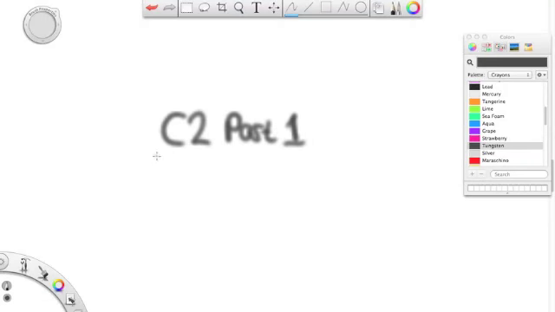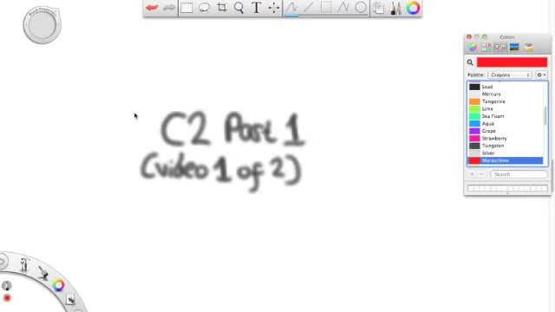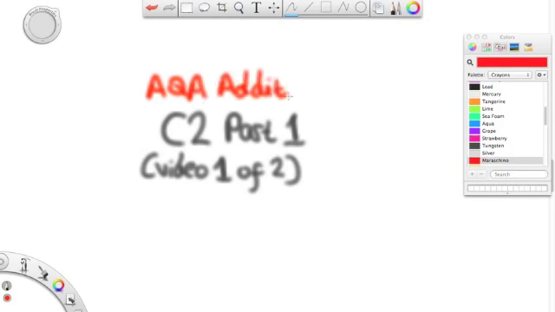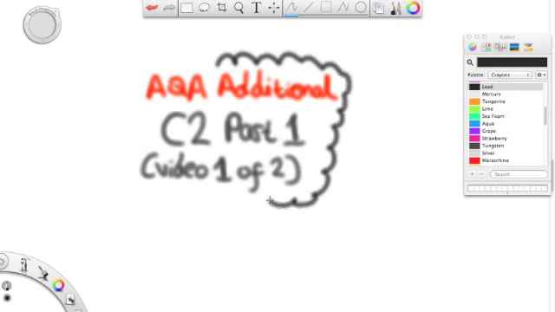Welcome to C2 Part 1, Video 1 of 2, Structures, Properties and Uses. This is for the AQA Additional Science specification for GCSE.